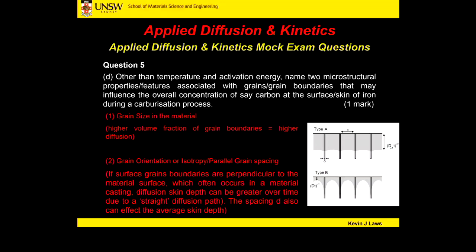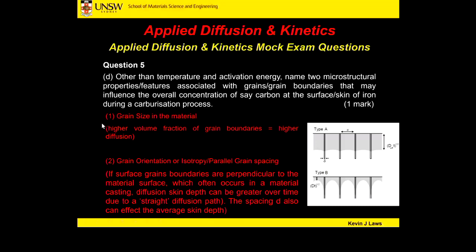Okay, 5D, pretty similar in nature. So other than temperature and activation energy, name two microstructural properties or features associated with grains or grain boundaries that may influence the overall concentration, for example, carbon at the surface skin of iron during carburization.